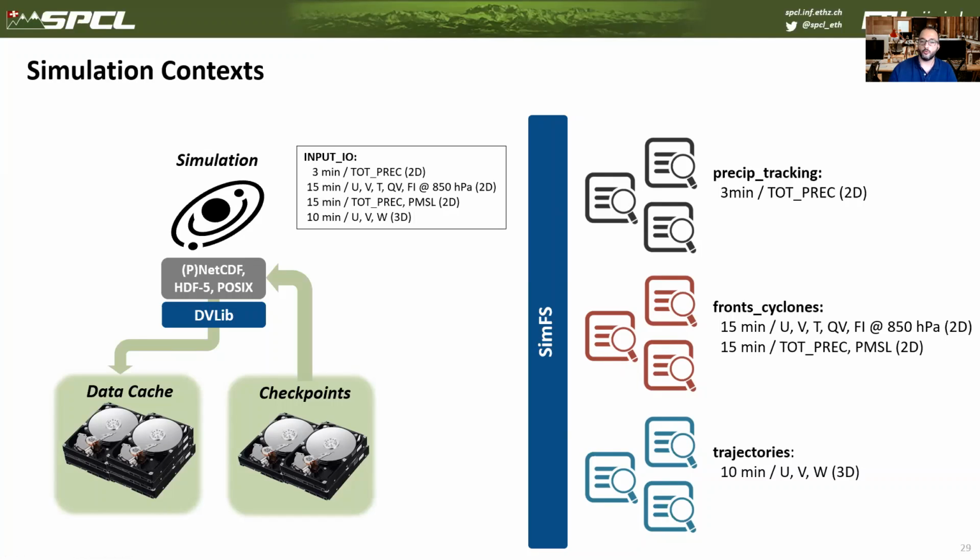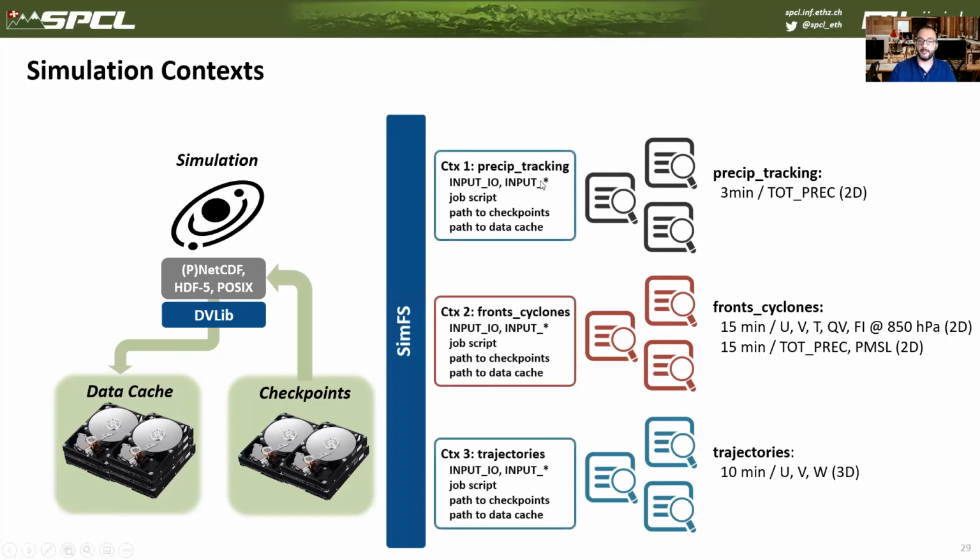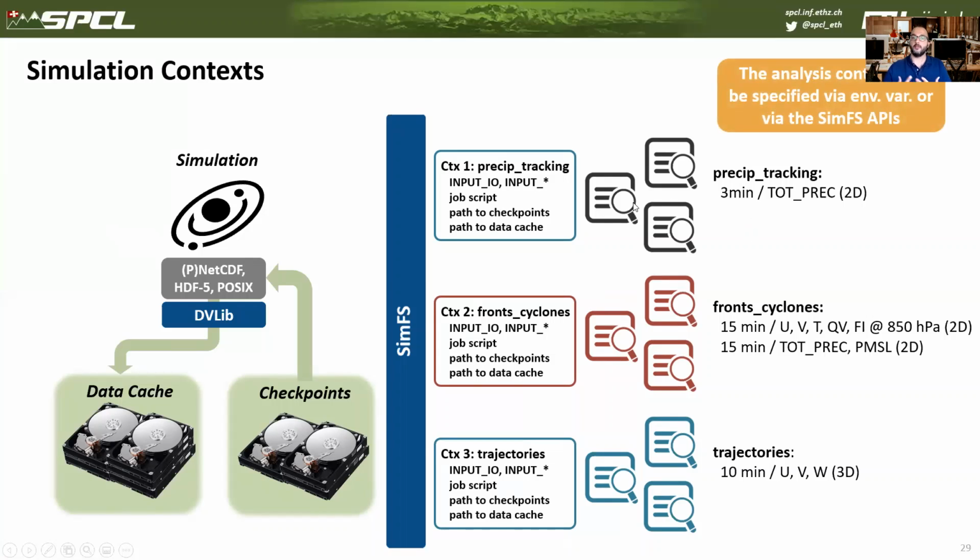So the idea is to invert this and introduce simulation contexts. Each class of analysis tool is interfaced not directly to SimFS, but comes to SimFS with a simulation context that says, okay, I am in this class of analysis tools, and if there is a miss, then start the simulation with these parameters in a way such that it produces just the output that I need. And this will translate into lower resimulation costs, and also better performance. The context that your analysis needs to use can be specified either through the SimFS APIs, or you can just use environment variables if you're using the legacy interface.